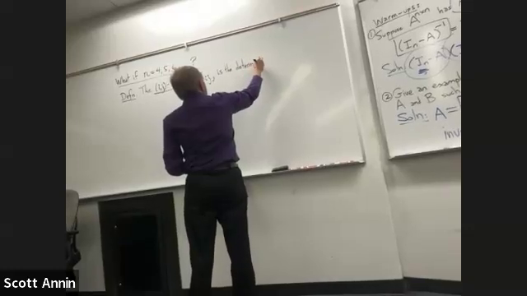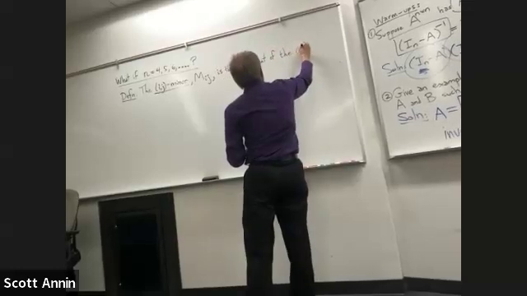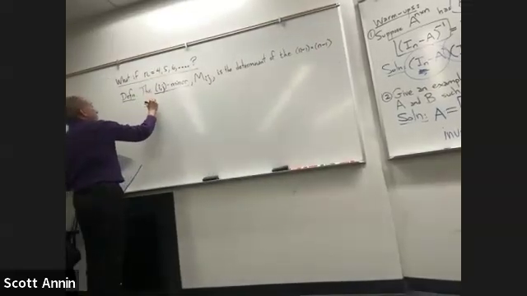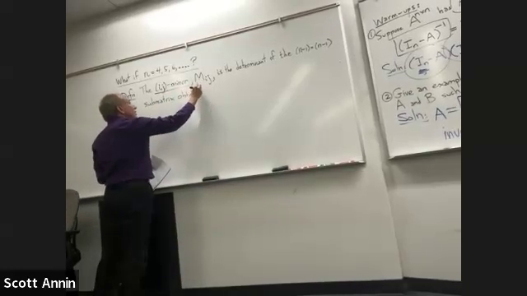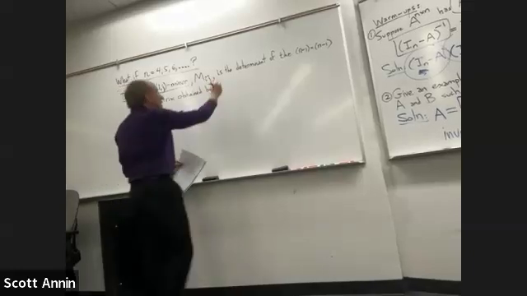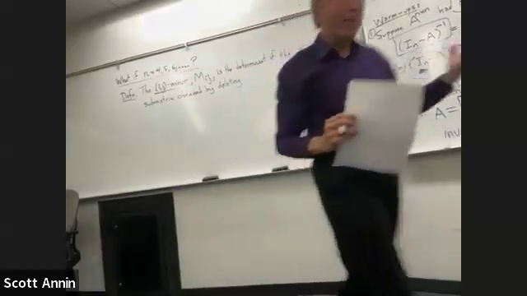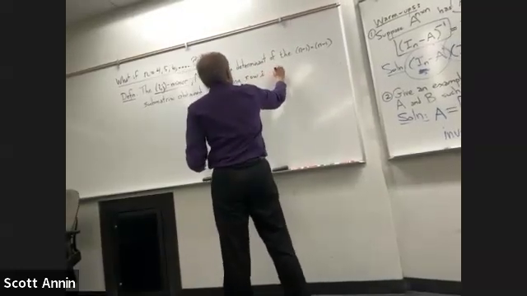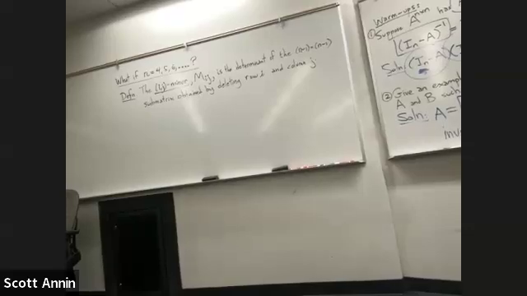So this minor, M_ij, is the determinant of the n minus 1 by n minus 1 submatrix obtained by deleting. So I'm going to remove or delete row i and column j. All right. So there are some words there that we have to jot down, but this is what the minors are.